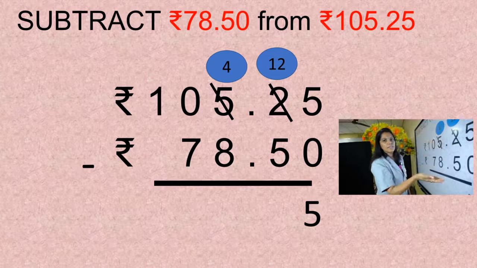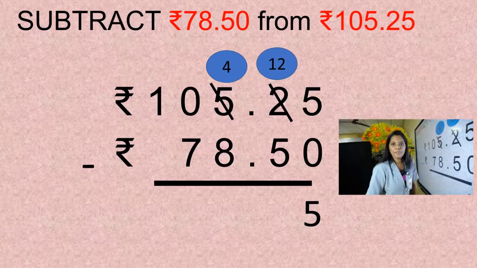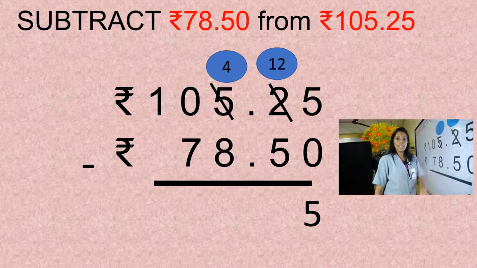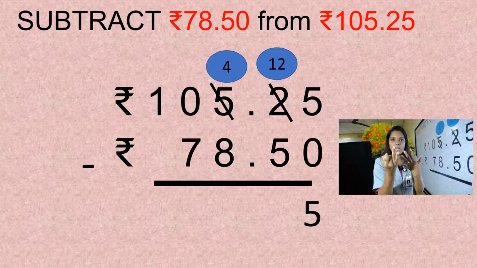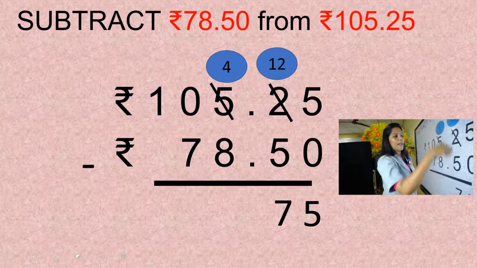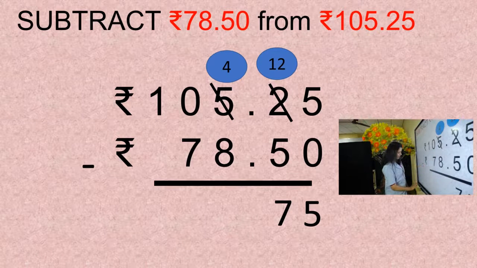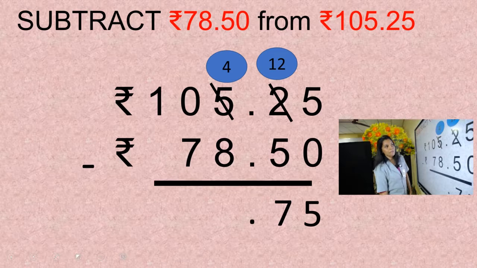Now it is okay for this side: 5. And here we can reduce 5 from 12. How will you reduce? Count from 5 to 12 on your fingers. Okay, ready? After 5, 6, 7, 8, 9, 10, 11, 12. What is the answer that you got? Yes, 7. When you reduce 5 from 12, you will get 7. Now what's the next thing? Put a dot there.